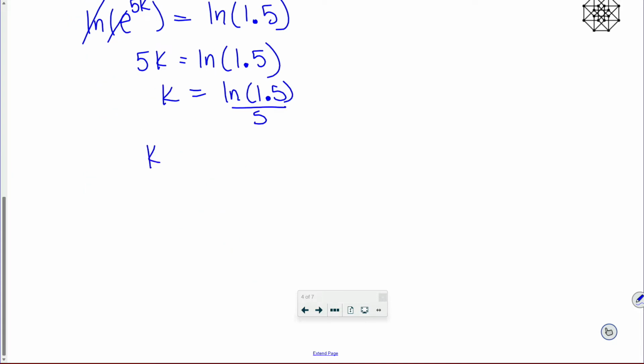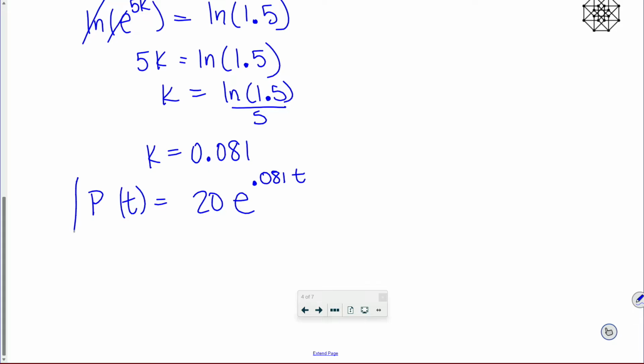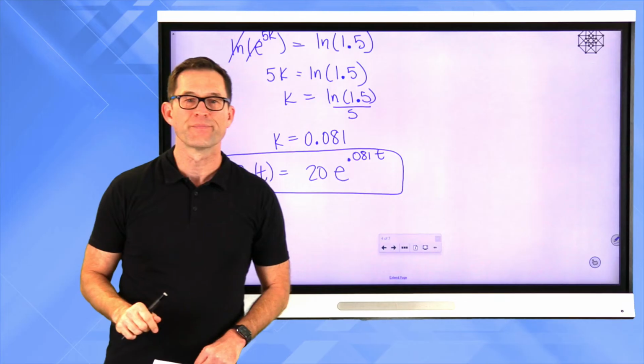K is going to be 0.081. All right, and now let's write down our model. P of t is equal to 20 e to the 0.081 t. All right, we want to get our nice exponential model there.